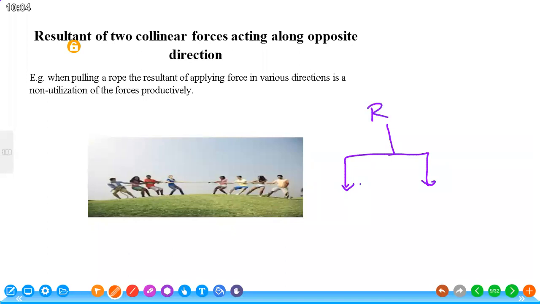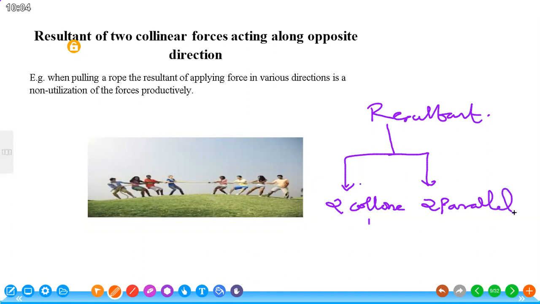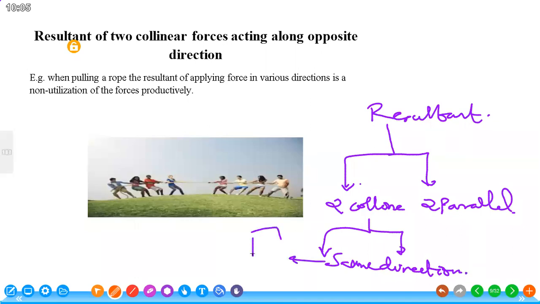Okay, the resultant force can be classified into two ways: two collinear forces and two parallel forces. Then two collinear forces can be classified as same direction and opposite direction. I think I already explained and finished the same direction. In the same direction both forces are added, F1 plus F2. The resultant force is F1 plus F2.